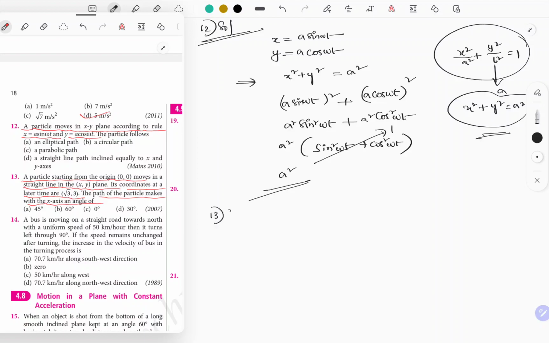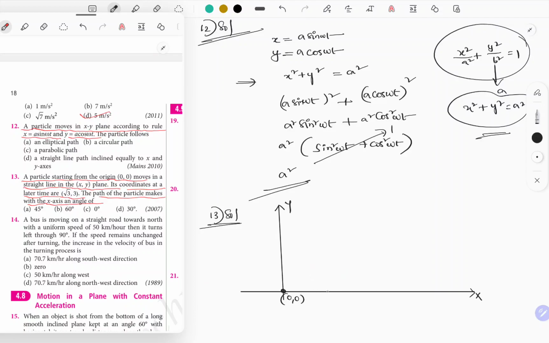Question number 13 solution. Initially, it means initially the particle is at the origin, right? Okay, so let's say this is the x-axis and this is the y-axis. The particle is initially at the origin (0, 0). Finally, later it is at (root 3, 3).